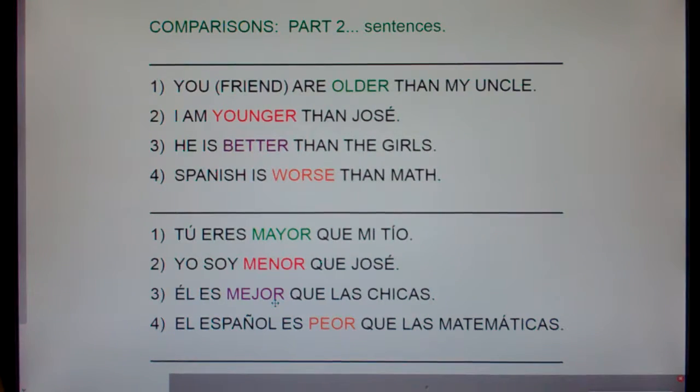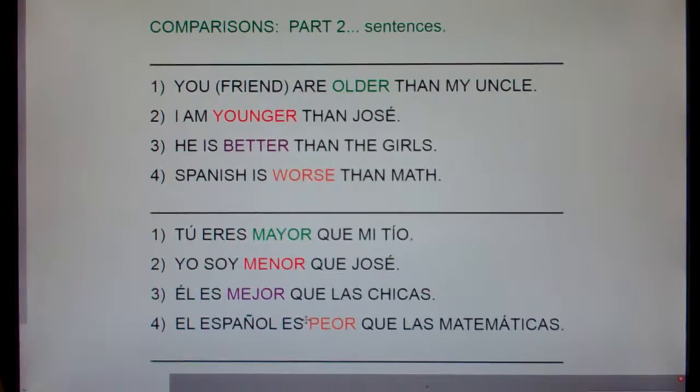Okay, now, mejor is better or best. Well, Mr. Holt, does mejor mean better or best? It means both, okay? So, for me, teaching has been a really good job. So, listen and repeat. For me, this is the best job I've ever had. Or for me, teaching is a better job than all the others. So, mejor means better or best. So, he is better than the girls.